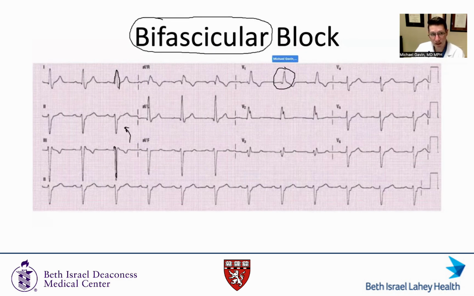And so that just suggests that really you're living now off the left posterior fascicle. One more thing goes down and you could have complete heart block, an indicator of more advanced conduction system disease.